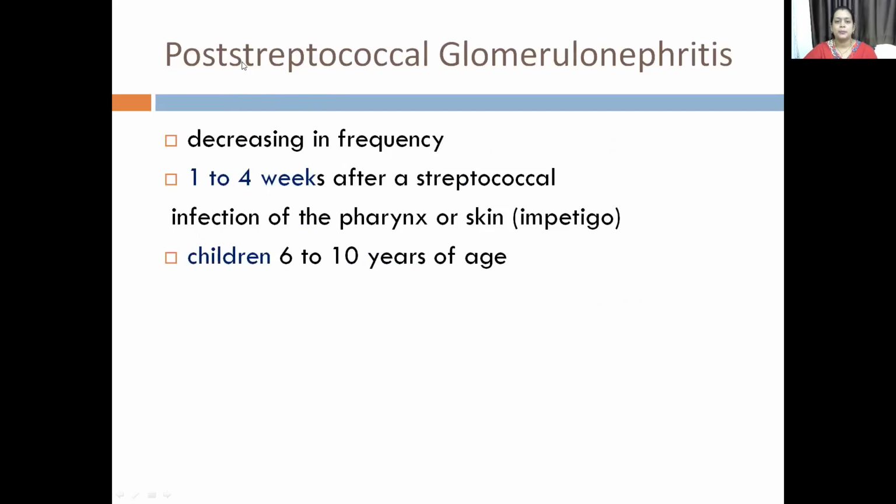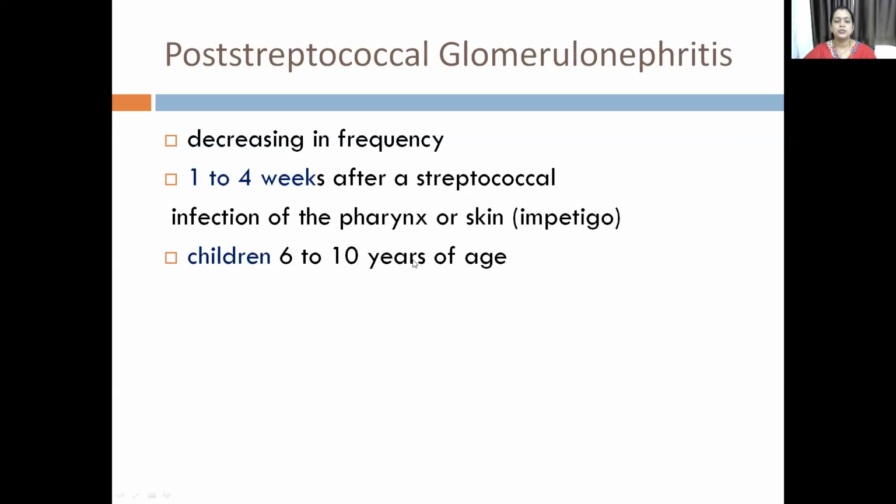Okay. Now coming to poststreptococcal glomerulonephritis, it is usually decreasing in frequency nowadays because anybody who gets a sore throat goes for treatment. Because of that, the streptococcal antibodies are already present and they're not doing any damage to the kidney, and prior to that itself they're getting treated. So what happens is that 1 to 4 weeks after a streptococcal infection or a skin impetigo, this kind of glomerulonephritis is usually seen.